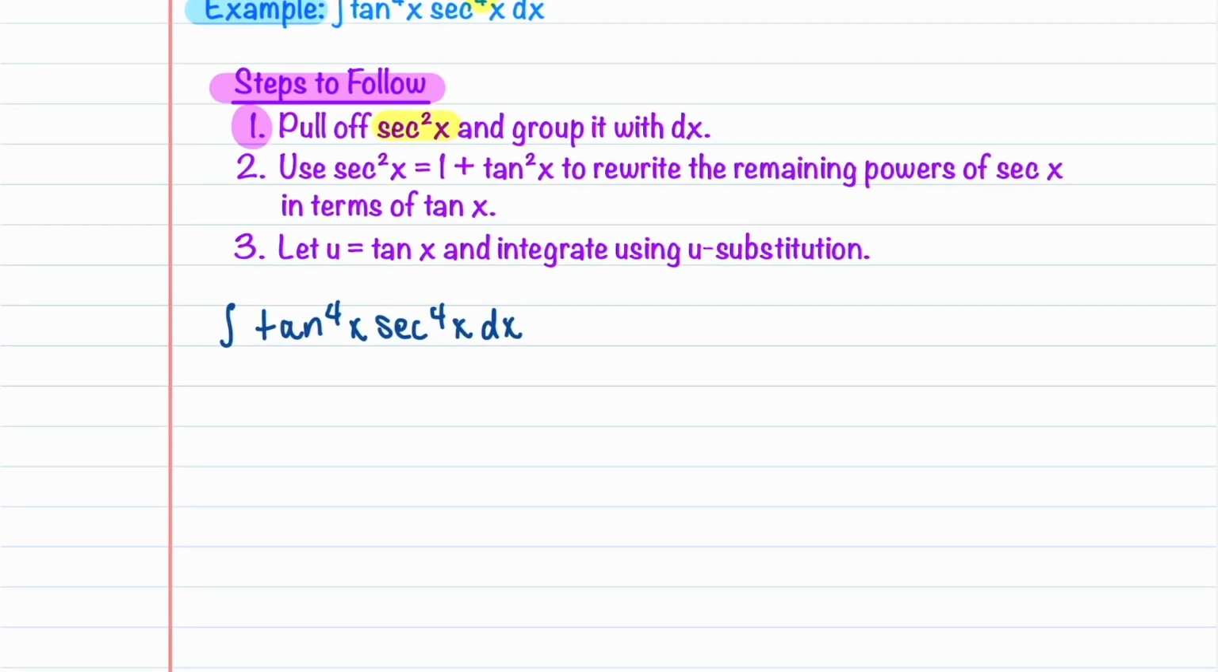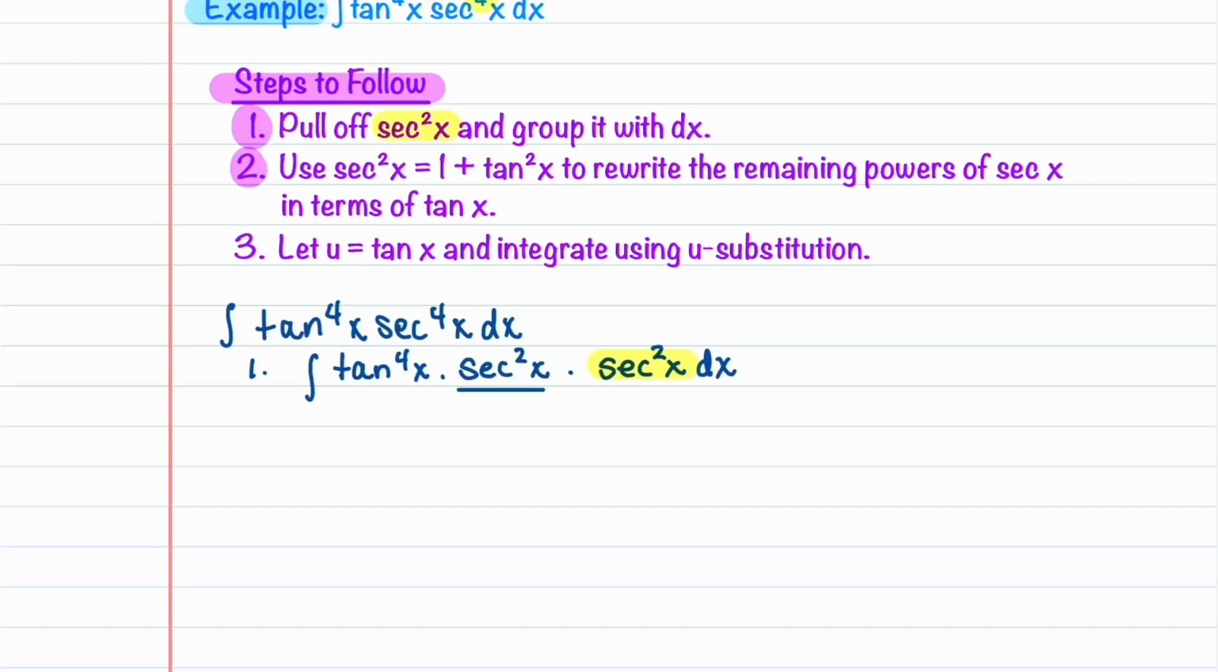Let's give ourselves some more space. And our first step is to pull off secant squared x. So we have tangent to the 4th x, we have secant squared x, and then the secant squared x dx that we pulled off. Now, the reason that we pulled off this secant squared x is that the derivative of tangent is secant squared, and we can rewrite this secant squared in terms of tangent, and then we'll have our derivative. That's exactly what I highlight here in our second step.